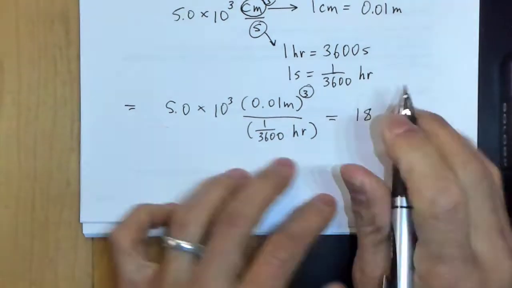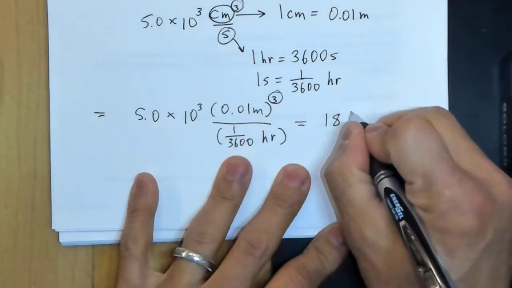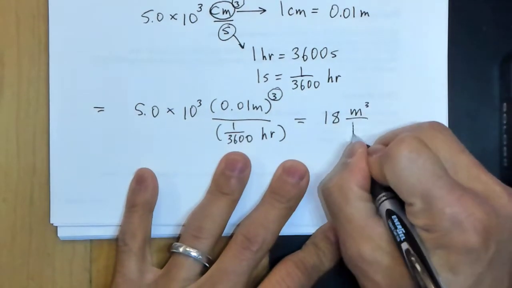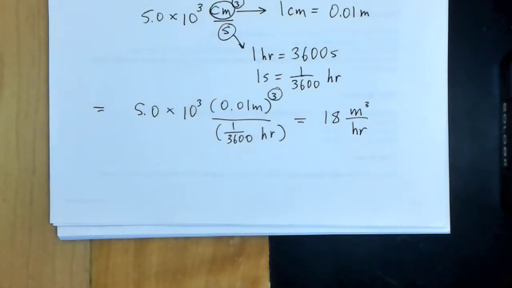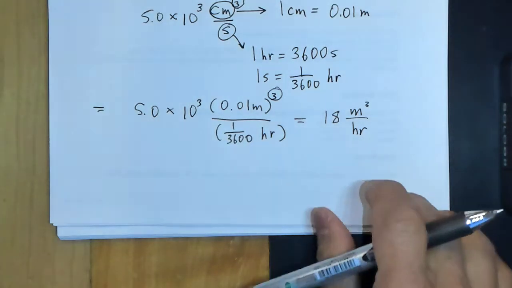You end up getting 18 meters cubed per hour. Right? And the answer was B, I believe. Any questions about that? Everybody got that? Okay. All right, let's go on.